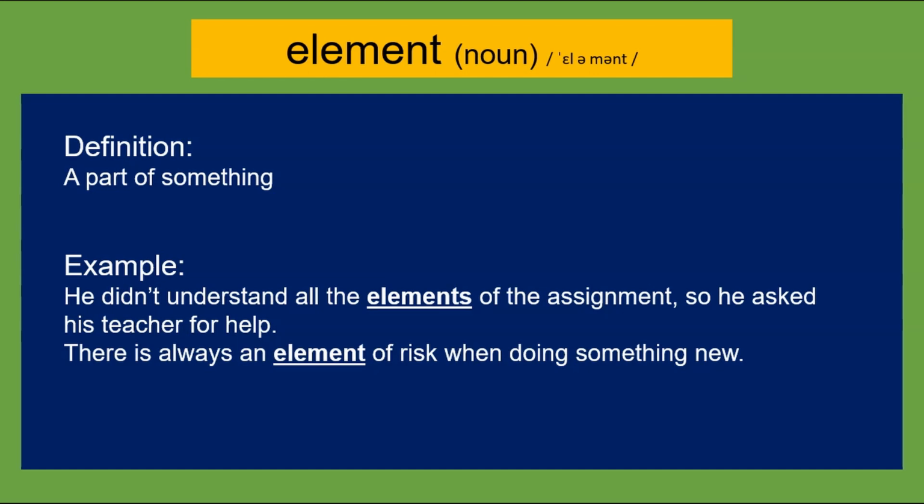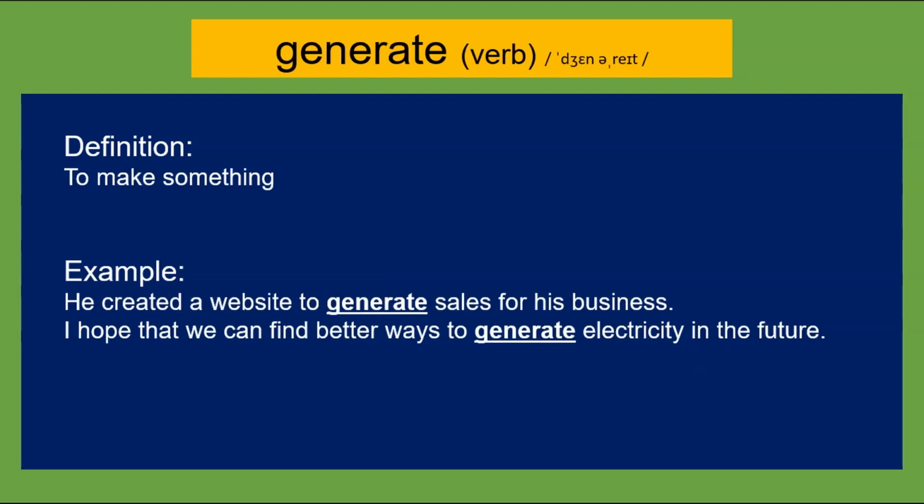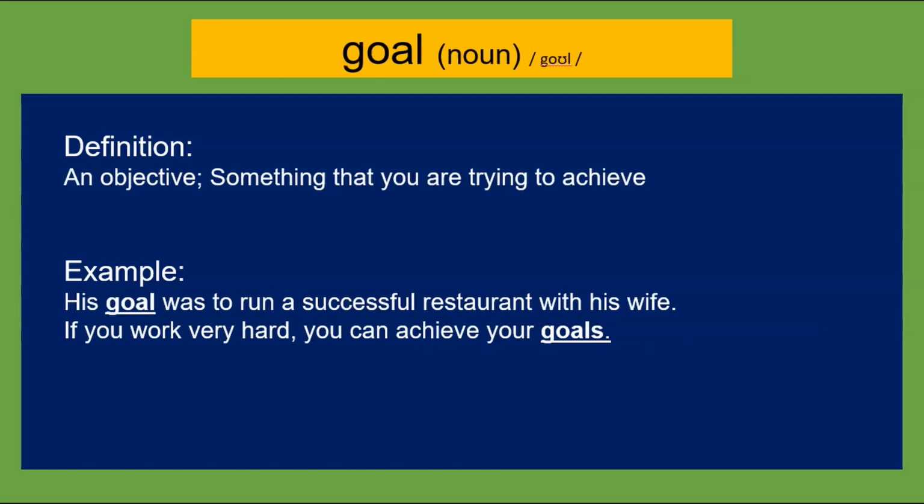He didn't understand all the elements of the assignment, so he asked his teacher for help. There is always an element of risk when doing something new. Generate. To make something. He created a website to generate sales for his business. I hope that we can find better ways to generate electricity in the future. Goal. An objective. Something that you are trying to achieve.